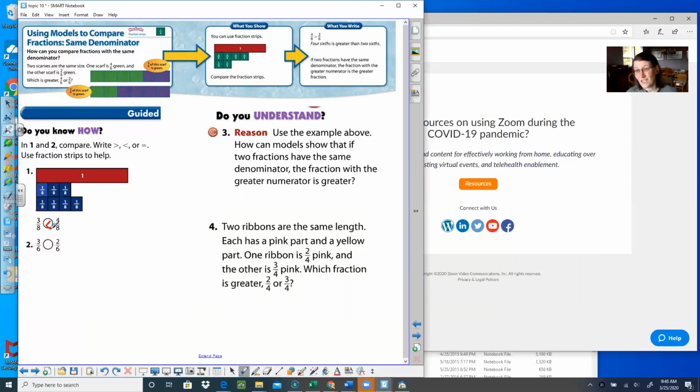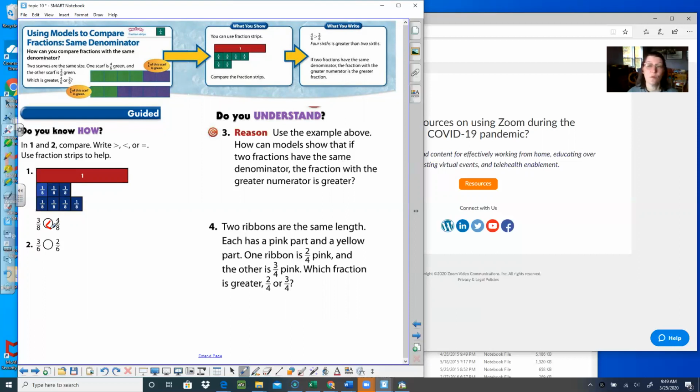I am not going to take time to draw out the fraction. I am going to write a number 1, and this is lesson 10.1. And I am writing 3/8 is less than 4/8. So hopefully you've written in your best handwriting and your spiral looks like my spiral.